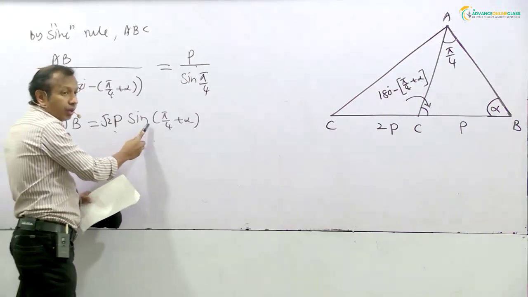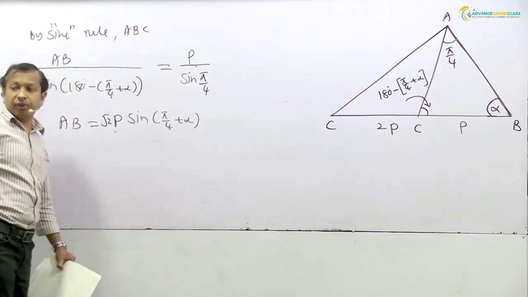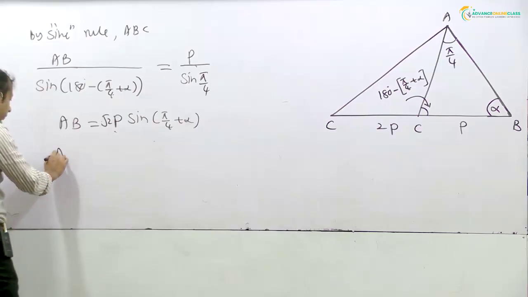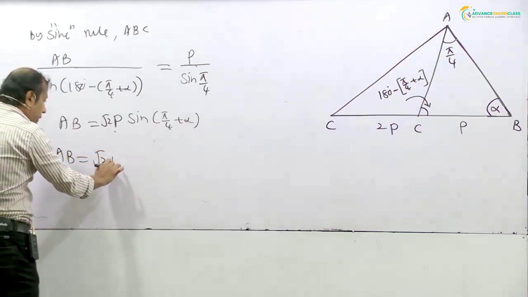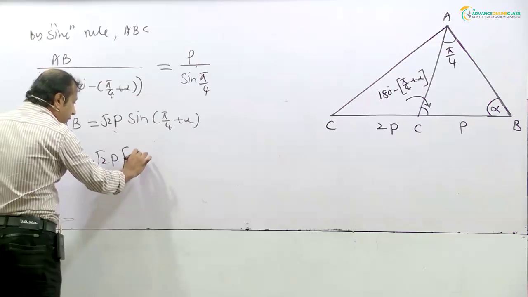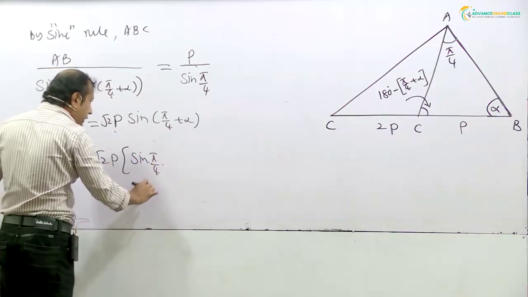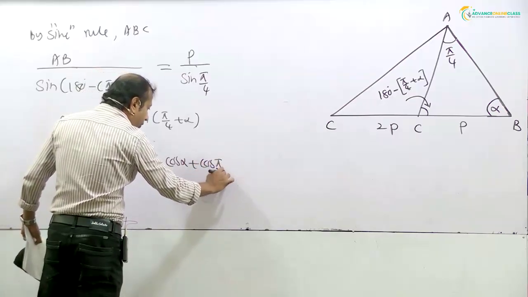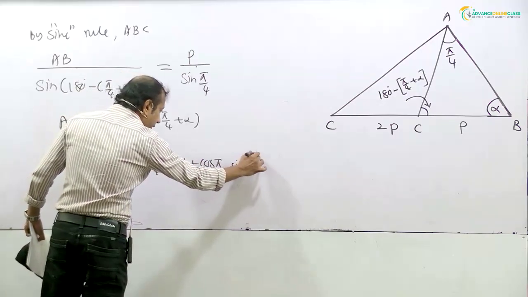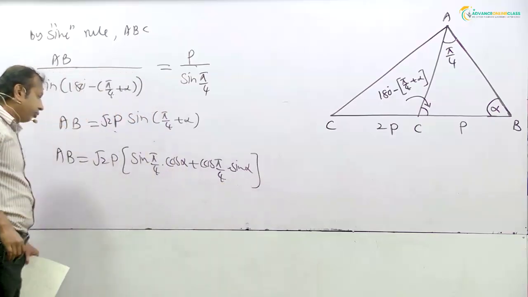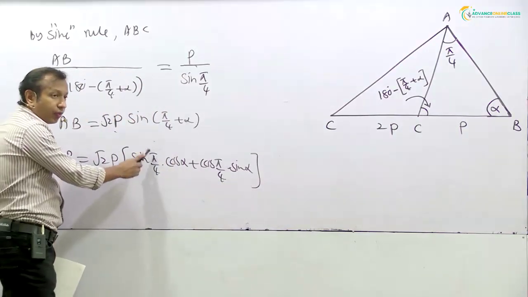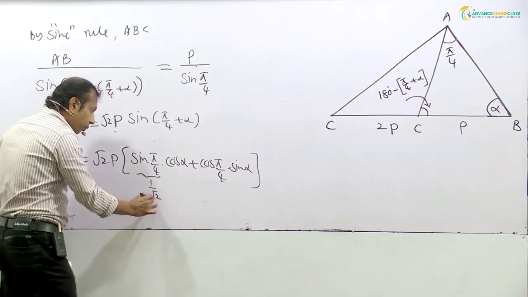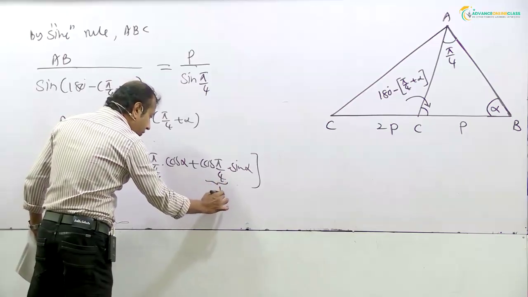Expand this using the sine A plus B formula: sine A cos B plus cos A sine B. Right. AB equals root 2 P, sine pi by 4 sine alpha cos... cos alpha cos pi by 4 sine alpha. Sine pi by 4 is what? 1 over root 2. This is 1 over root 2. This also 1 over root 2.